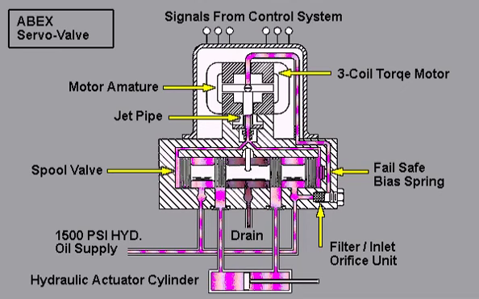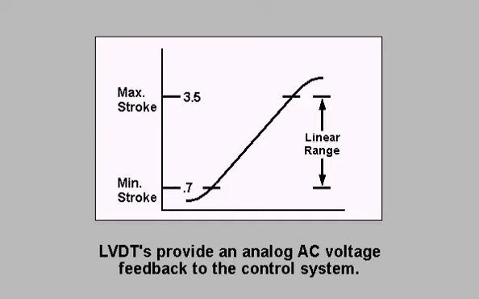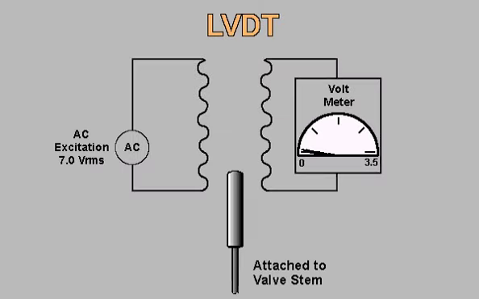Linear variable differential transducers, or LVDTs, provide an analog AC voltage feedback to the control system. This voltage is linearly proportional to the position of the valve it is fixed to. The LVDT core moves as the valve stem moves, varying the feedback voltage.